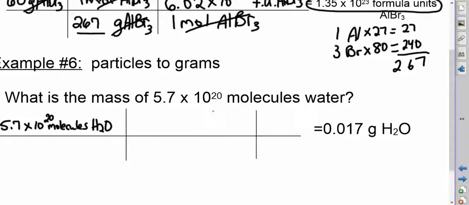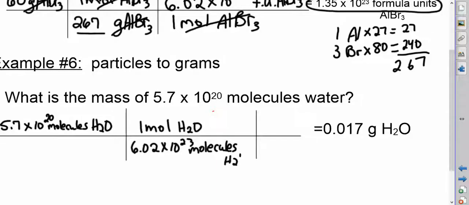In 1 mole of water, I need to know how many molecules there are. And there are 6.02 times 10 to the 23rd molecules of water in 1 mole of water. Now that I'm in moles, I can cancel out my molecules. I'm in moles now. It asked me to go to mass, so I need 1 more step. I'm going to put grams on top now, and I'll put 1 mole on bottom.